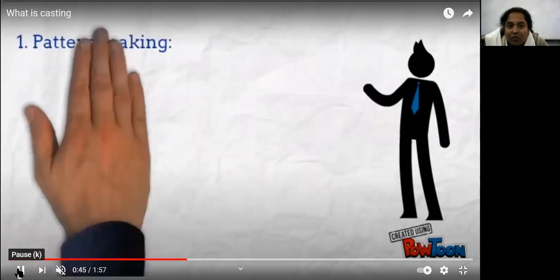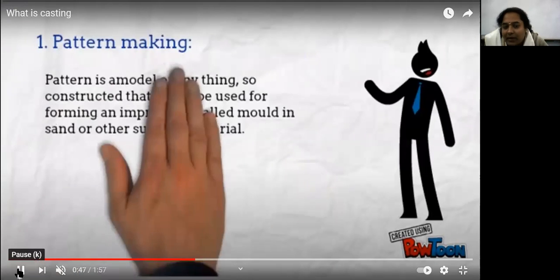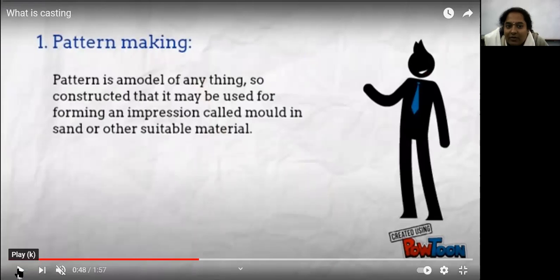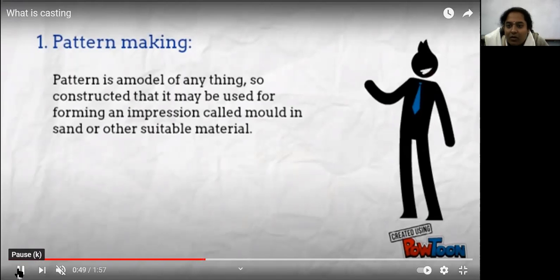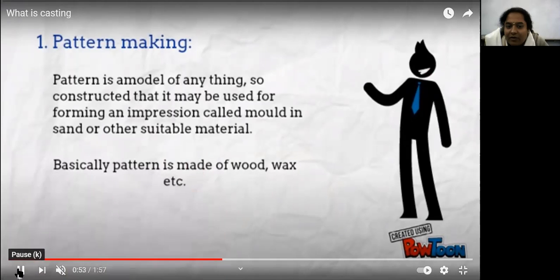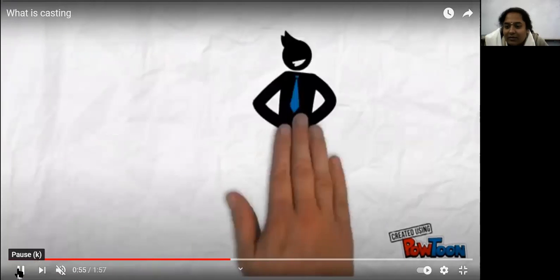So let us go into detail. What is pattern making? A pattern is a model of anything so constructed that it may be used for forming an impression called a mold in sand or other suitable material. Basically, a pattern is made of wood or wax.